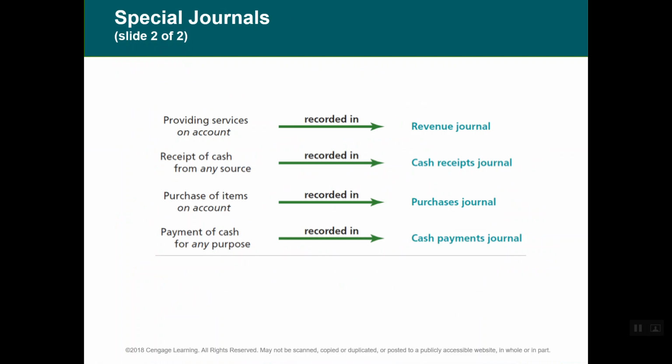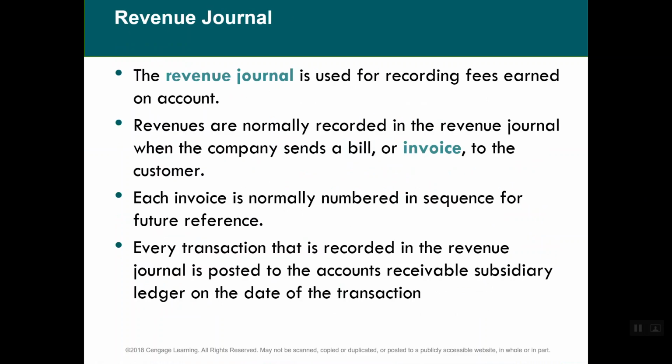Again, our general journal is still there. We're still going to utilize it, but it's only going to be used when a transaction doesn't fit into one of these 4 special journals. So for example, if we have to do an adjusting journal entry or a closing entry, those wouldn't be sitting in one of our special journals. They would have to go into our general journal. So let's look at each one of these a little bit more.